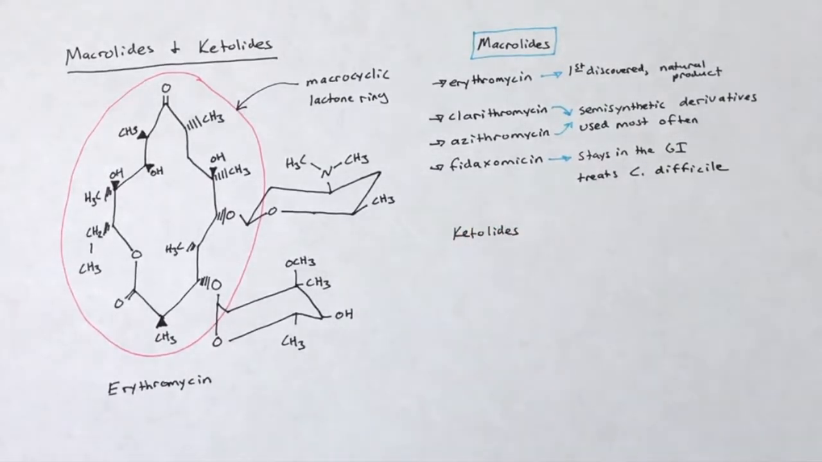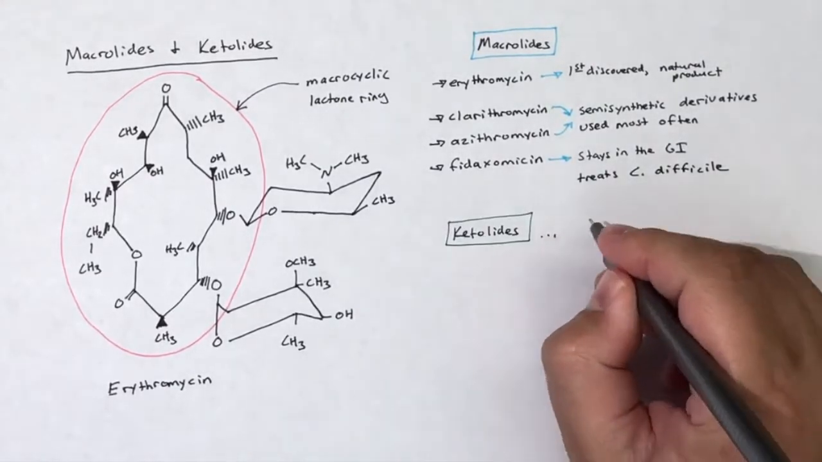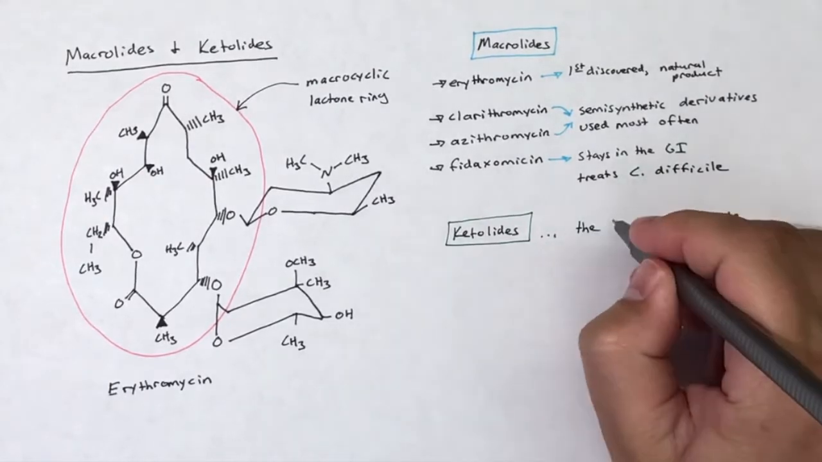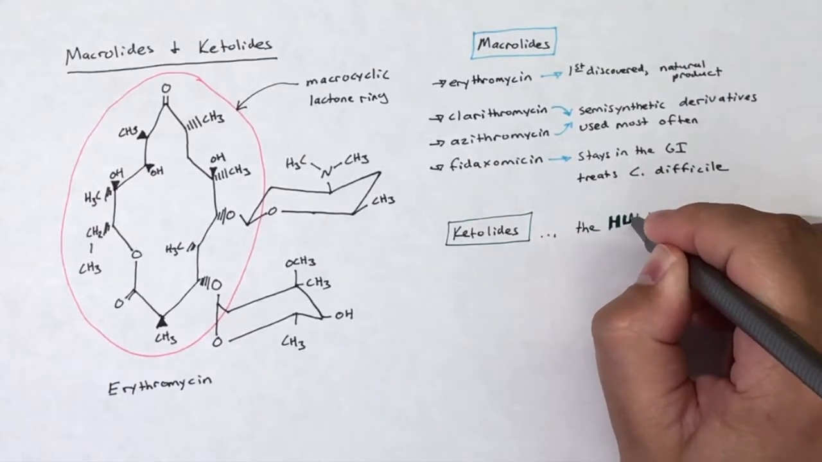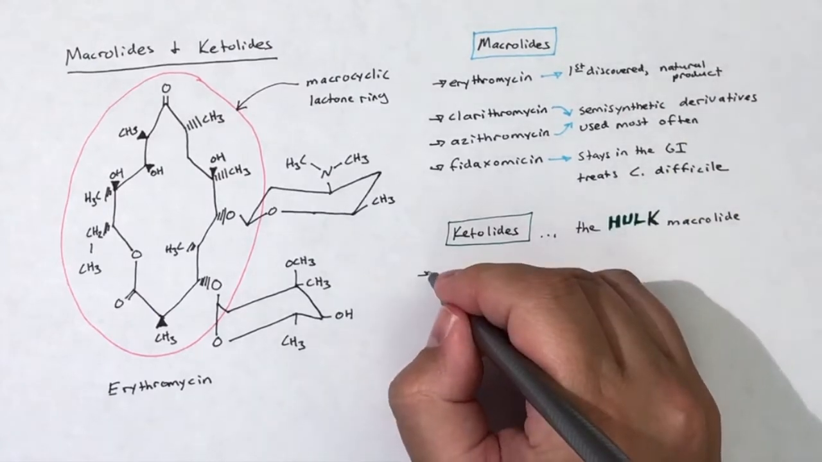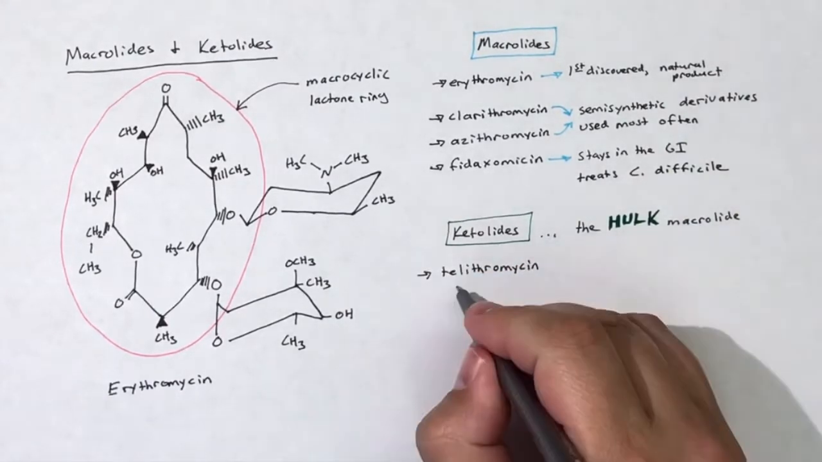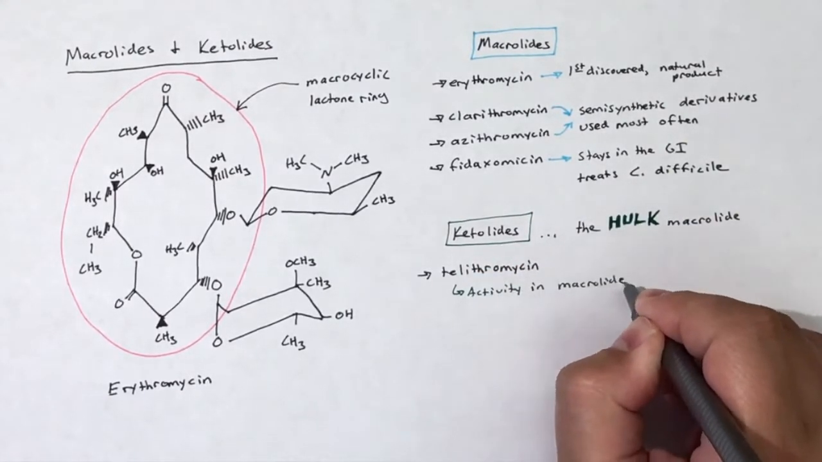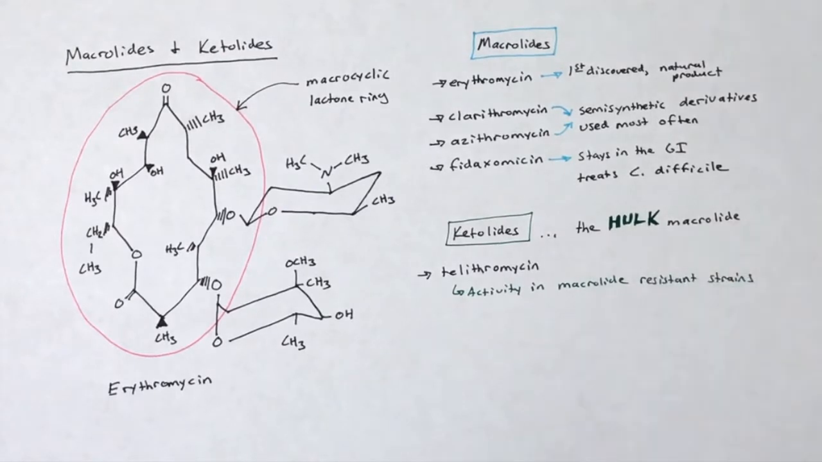Like azithromycin and clarithromycin, the ketolides are also semisynthetic derivatives of erythromycin. The biggest difference is that ketolides sometimes have activity in macrolide-resistant bacterial strains. The only U.S. clinically relevant ketolide is telithromycin.